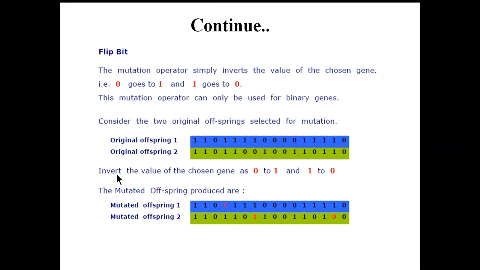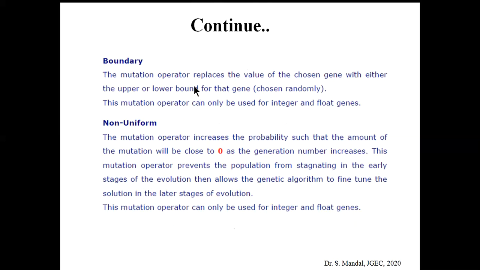So invert or reverse the value, from 0 to 1 or 1 to 0, and ultimately the mutated offspring will look like this. You can see that the total length of the offspring is 16, but we mutated only one or two values. In crossover a large number of bits are interchanged, but in mutation a small number of bits are changed.